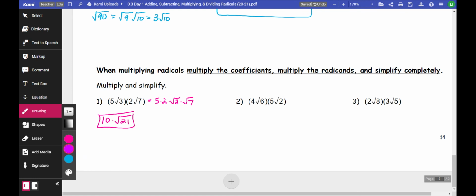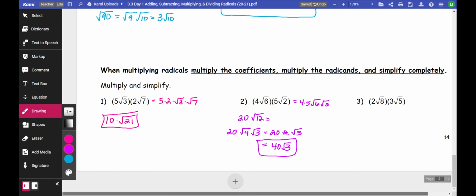4 root 6 times 5 root 2. So 4 times 5, square root of 6, square root of 2. I get 20 square root of 12. But I know that that square root of 12 is going to simplify. Square root of 4, square root of 3. 20 times 2 to the square root of 3, I get 40 square root of 3. So that's what happens when I multiply.